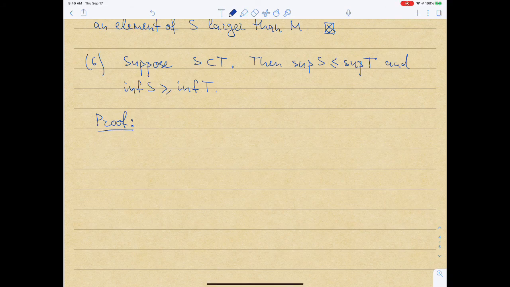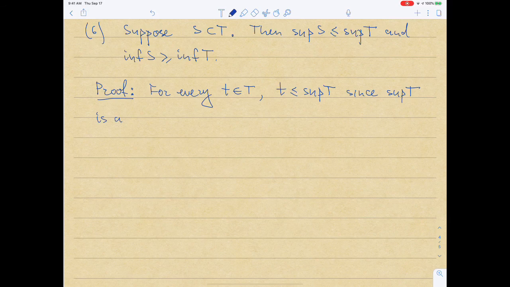So for every t in T, we have that t is less or equal than the supremum of T. In particular, if the set T is unbounded from above, then t can be a number which is arbitrarily large, but it's still going to be less than infinity, which is the supremum. So this is true because supremum of T is an upper bound on T.